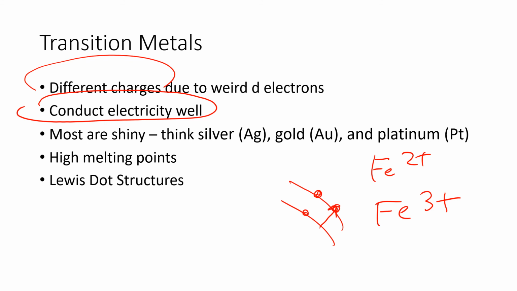So the Lewis dot structures for these, remember, are based on your number of valence electrons. If iron has a 2+ charge, that means it has 2 valence electrons that are going to be lost later on. Iron 3+ would have 3 valence electrons that are going to be stolen later on. That's the general idea.